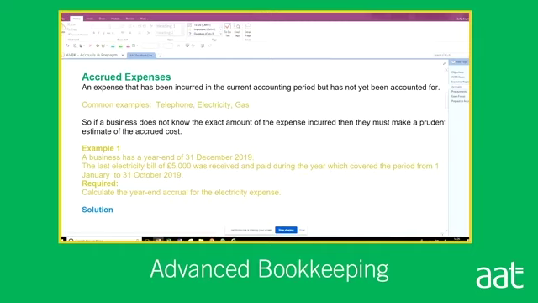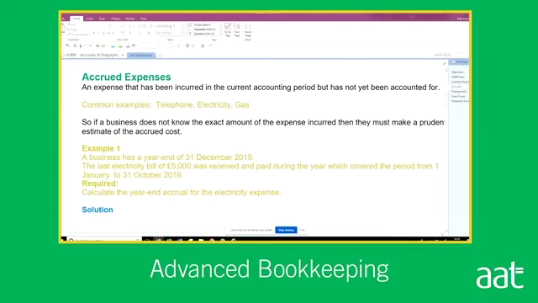Now, what is key to remember is that in reality a business might not know the exact amount of what they have used in that accounting period for which they've not received the invoice. So it's really important to remember it's our best guesstimate. We don't have to get it spot on, but at least we've accounted for it, making sure that our profit is a fair, realistic figure for what we think it is.